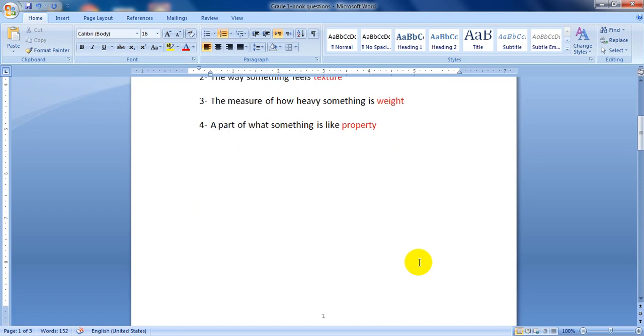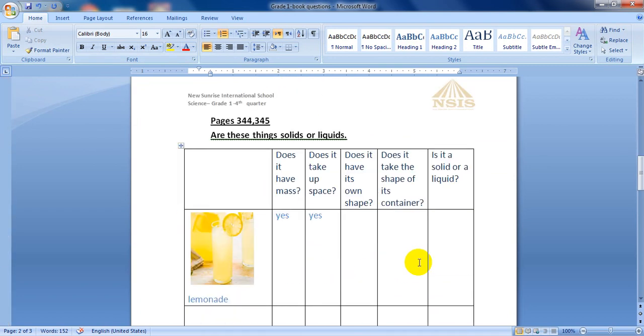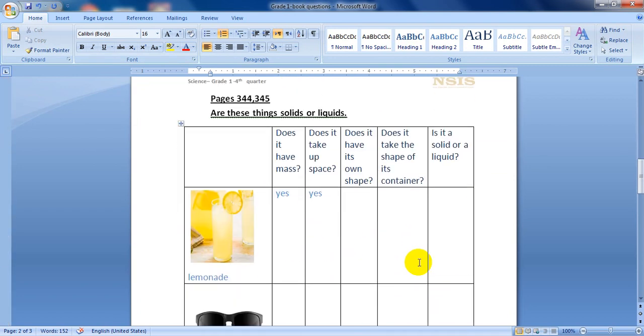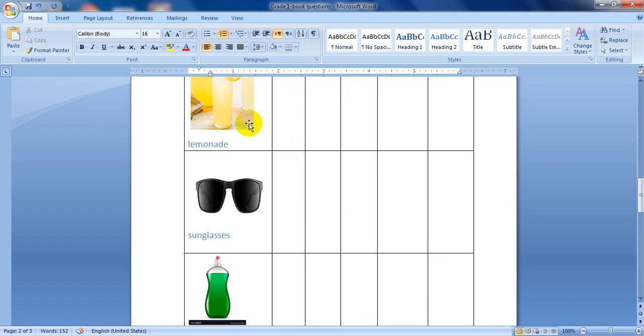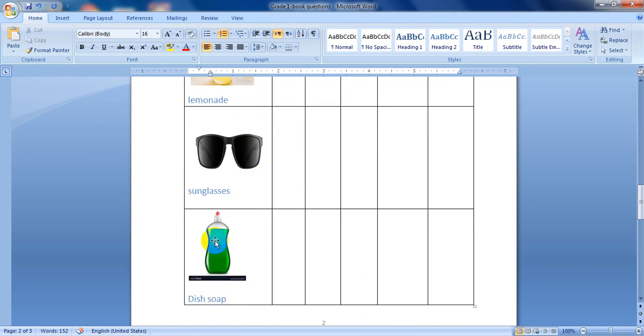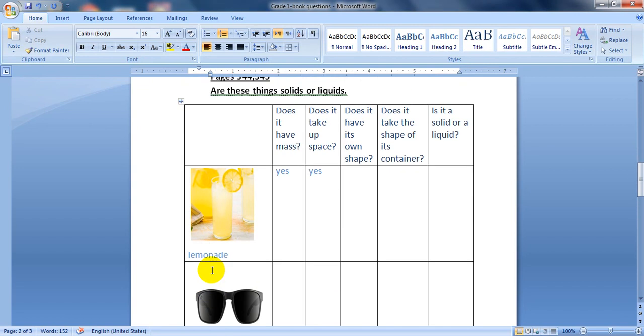Okay, now we will move to another page. You have a table like this in page 344 and 345. Let's start with the first picture in this table. It's a picture of a juice or lemonade, and we need to answer these questions for all of these pictures. We have 3 pictures: lemonade, sunglasses and dish soap. We need to write yes or no for each of them.